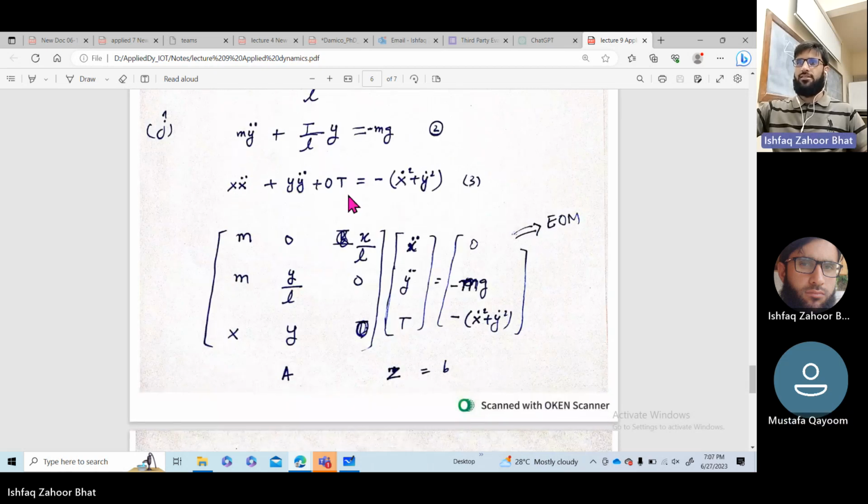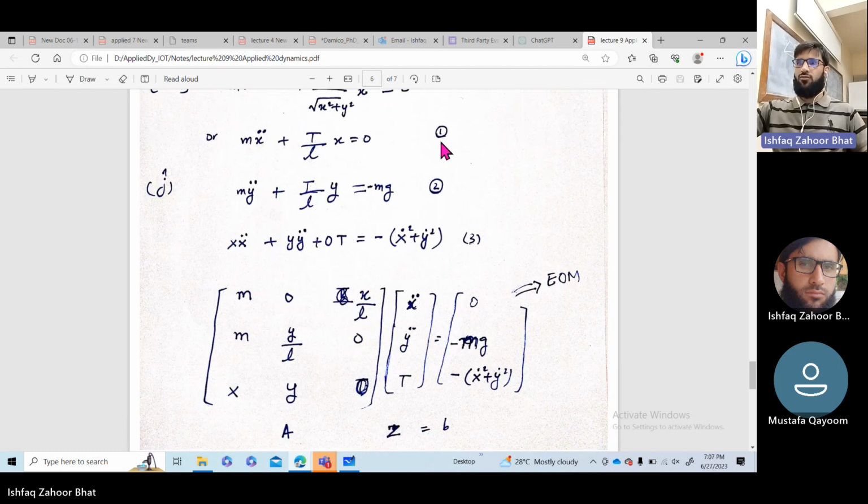I have rewritten it as this: x double dot plus y double dot plus. So we have three equations, 1, 2, and 3. See the structure in which I am writing these things; I have done this deliberately. m x double dot plus x by L times t, m y double dot plus y by L times t equal to minus mg. So what are the unknowns? x double dot, y double dot, and t.